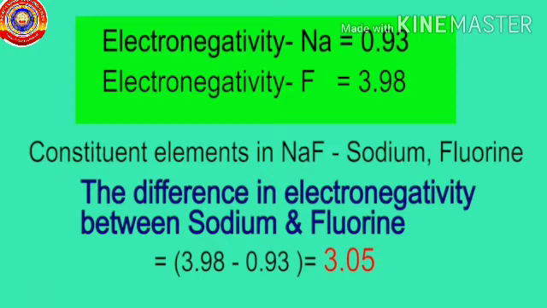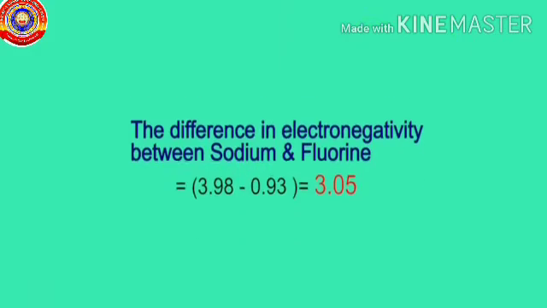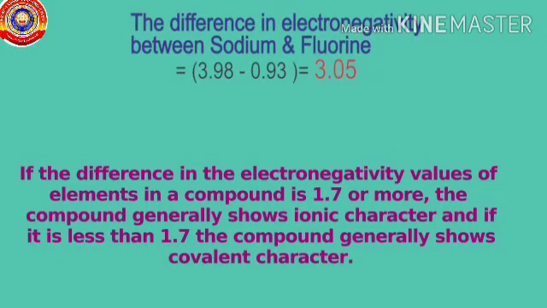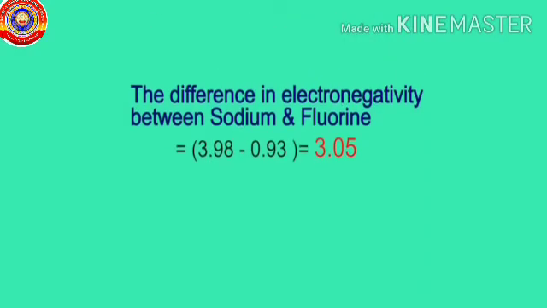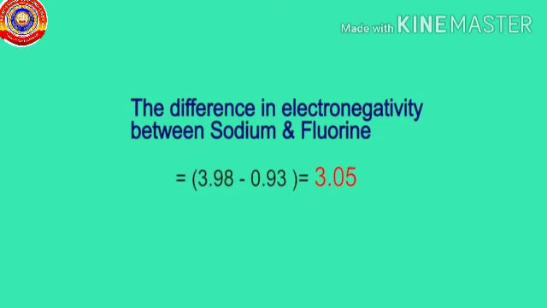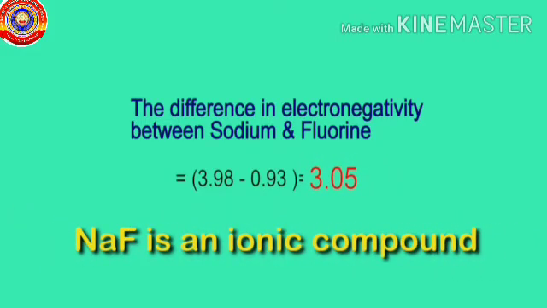Using this value, how can we identify that the given compound is ionic or covalent? If the difference in electronegativity values of elements in a compound is 1.7 or more, the compound generally shows ionic character, and if it is less than 1.7, the compound shows covalent character. So here in sodium fluoride the difference is 3.05. That means it is greater than 1.7. So sodium fluoride is an ionic compound.